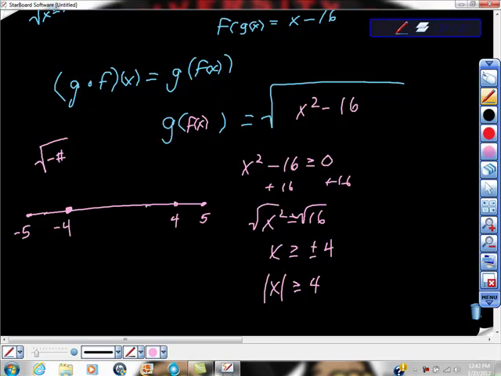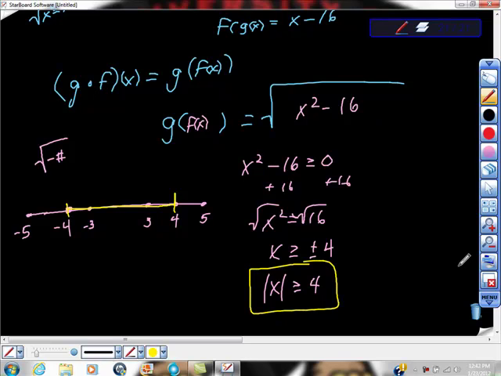But what if we put 3 in? If we put 3 in, 3 squared is 9, but 9 minus 16 is a negative number. It doesn't work. If we put in negative 3, that wouldn't work for the same reasons. So what we find out is it's the numbers between negative 4 and 4, not including those two values, that don't work. So our final answer here would be this.